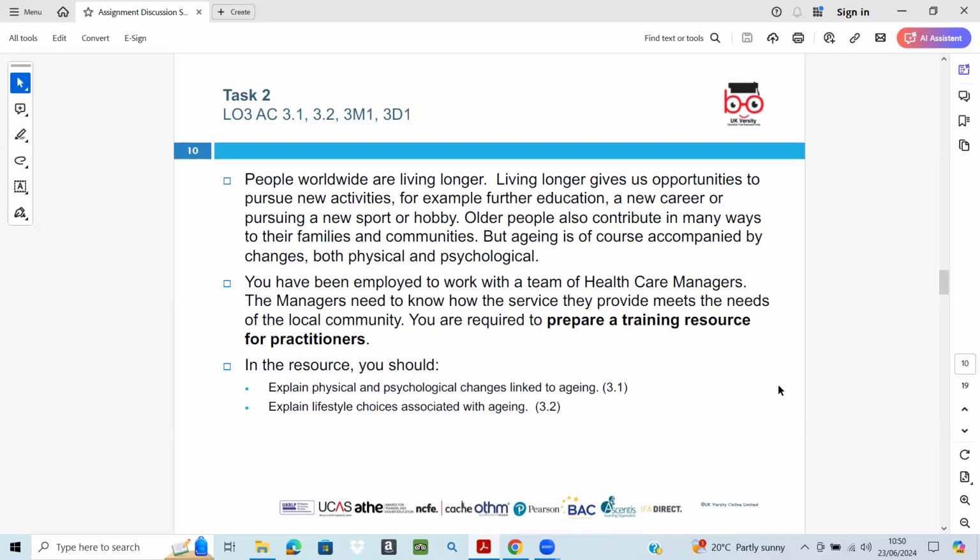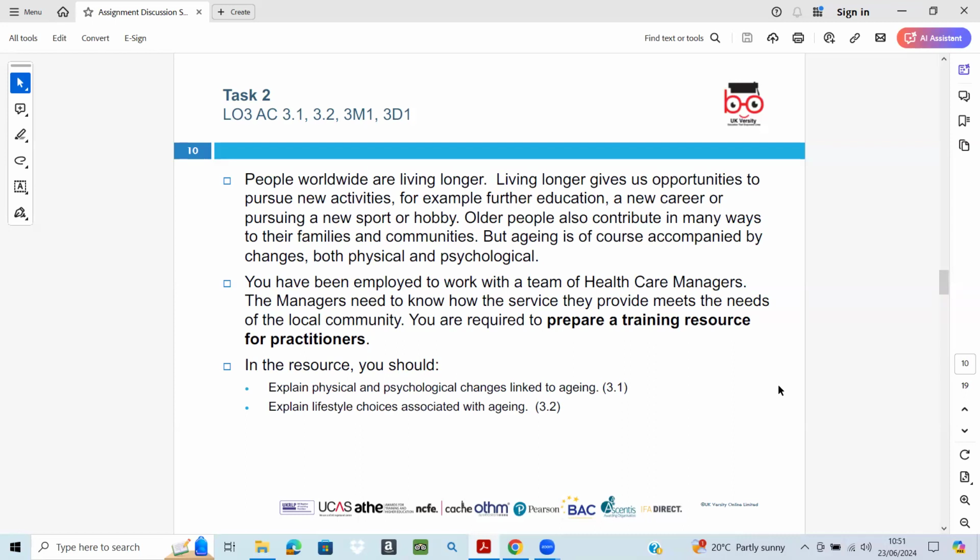We need to discuss the physiological changes that older adults may experience, which could include cognitive decline, changes in memory, and emotional adjustment related to life transitions. We need to provide examples and case studies to illustrate the impact of these changes on older individuals' health and well-being. Then, for criteria 3.2, we need to explain lifestyle choices associated with aging.